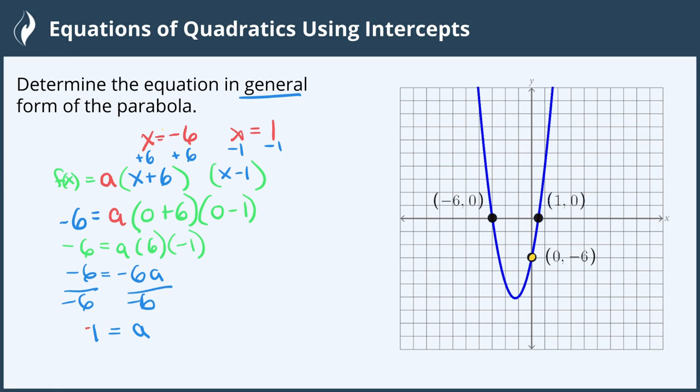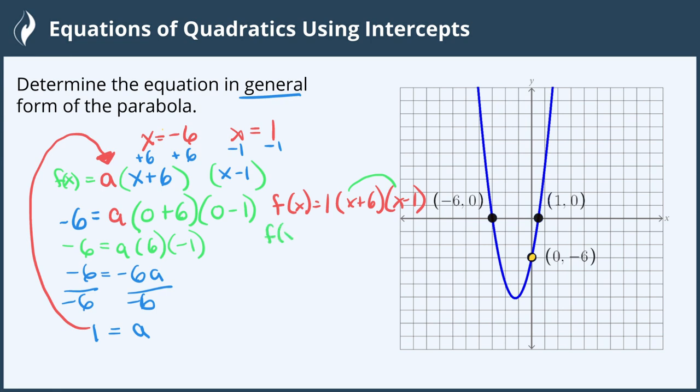We can take that +1 and substitute it back into our equation that we got to here, giving us f of x equals +1 times (x plus 6) times (x minus 1). Using FOIL, we can find (x plus 6) times (x minus 1). 1 times (x plus 6) and (x minus 1) just gives us (x plus 6)(x minus 1). So we can ignore the 1 here.